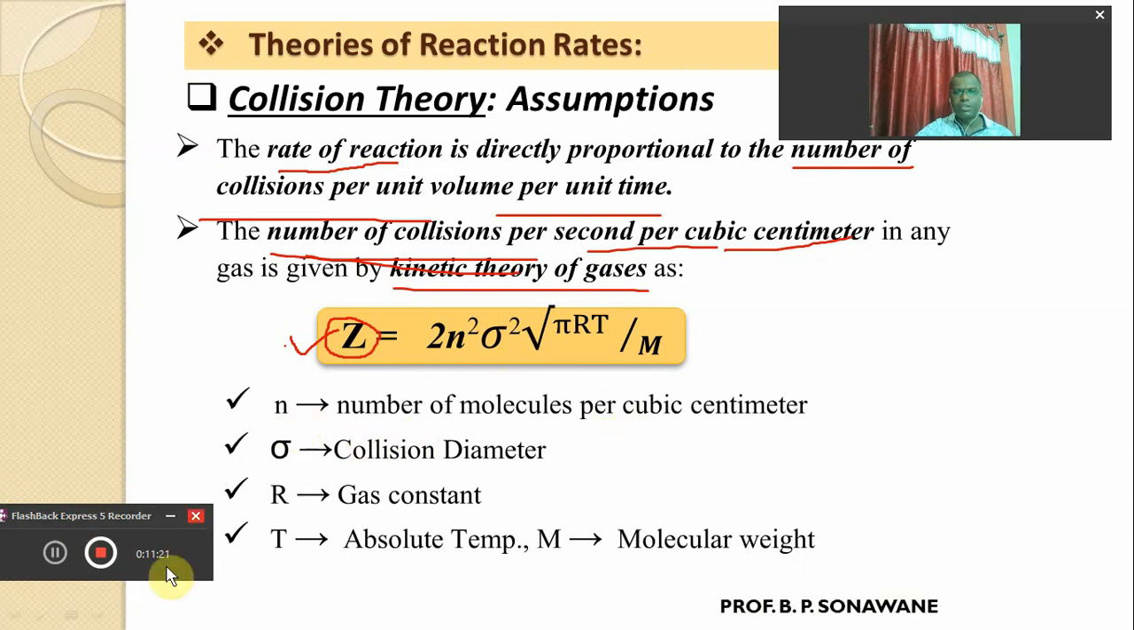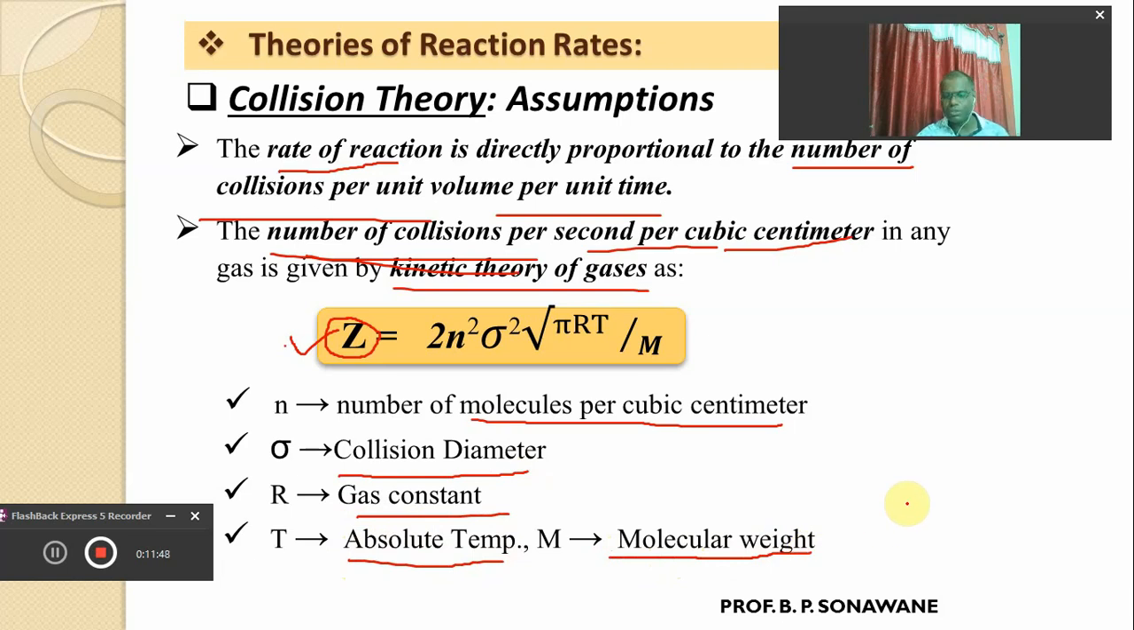Here n is simply the number of molecules per cubic centimeter. Sigma is the collision diameter of the gaseous molecules which are going to collide with one another. R is the gas constant. T is the absolute temperature at which the collision between the gas molecules takes place. And M is the molecular weight of the gas in which the chemical reaction is going to take place, or in which the rate of reaction is to be calculated.